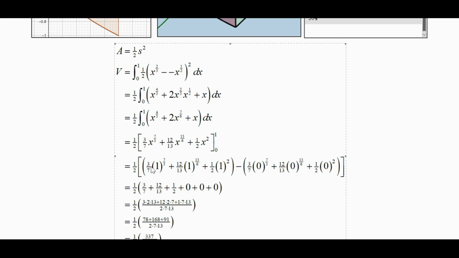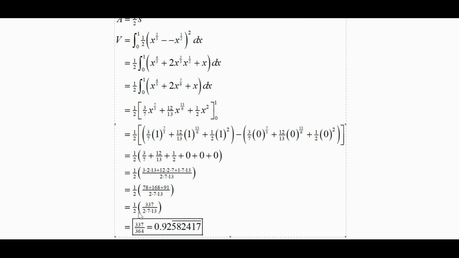All of these are zeros over here, so that's kind of convenient. And 1 to whatever power is just 1, so we really just end up with these fractions, 3/7 plus 12/13 plus 1/2. Now we need to get a common denominator, which is 2 times 7 times 13. So take that 3, multiply by the 2 and the 13 to get 78. For the 12, we need to multiply by the 2 and the 7 to get 168. And the 1, we need to multiply by the 7 and the 13 to get 91. Add the numerators, that's 337. 2, 7, or 13 don't cancel with that. So multiply the bottom, 2 times 2 times 7 times 13 is 364. And so the final answer is 337 over 364.